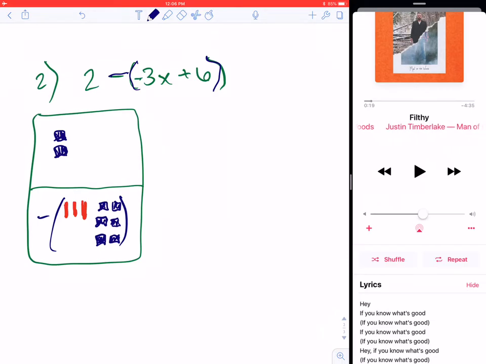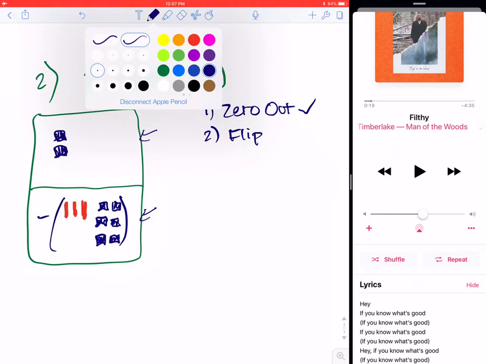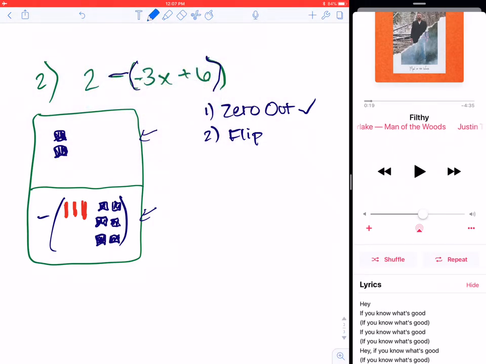Okay, I cannot zero anything out. There's nothing up here that can be zeroed out. There's nothing down here that can be zeroed out. Nothing is like terms and opposite, positive with negative. So my first step of zero out is check. There's nothing I can do. Now I need to flip. So I'm taking my x's, which are currently negative, and I'm making them positive when I move them up to the top.